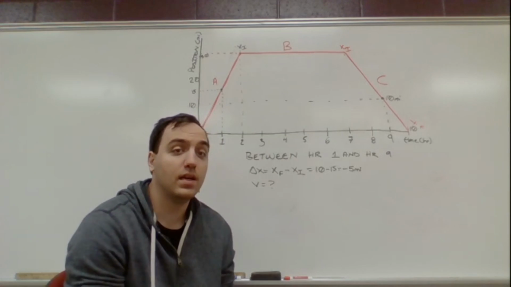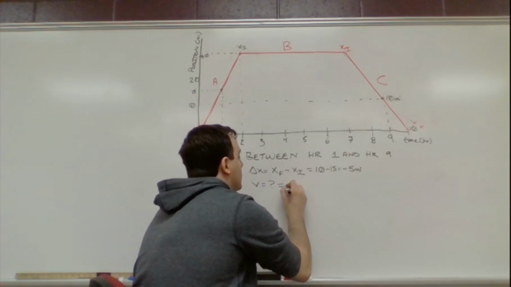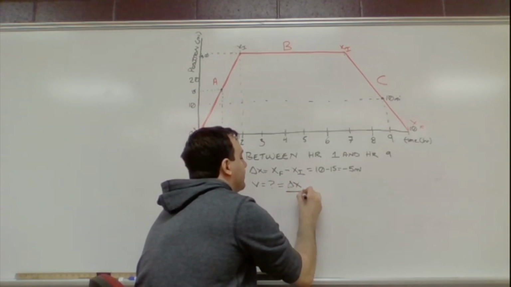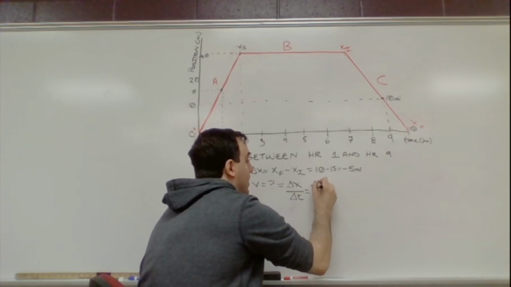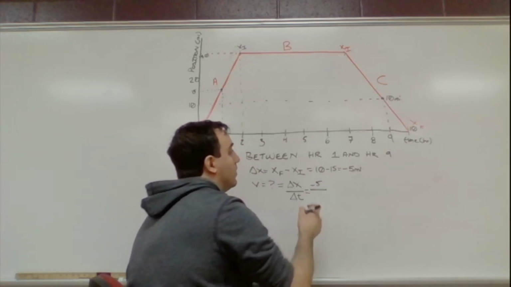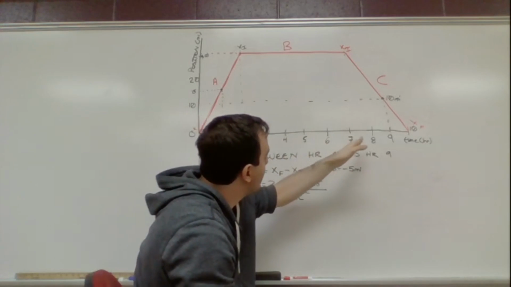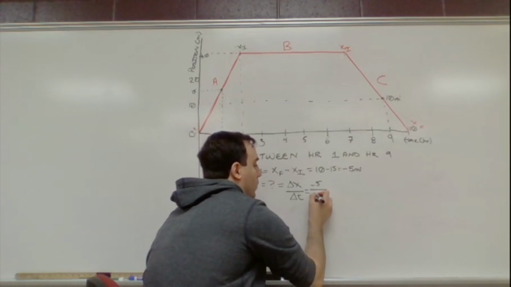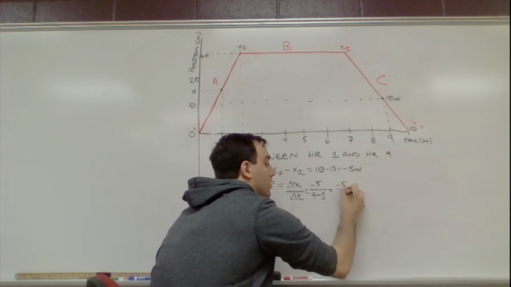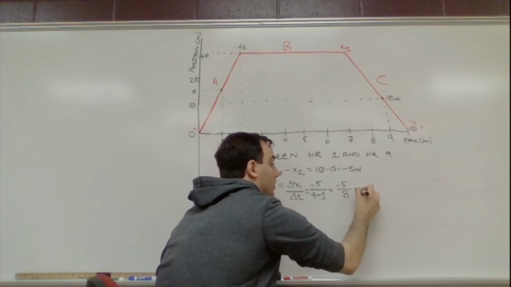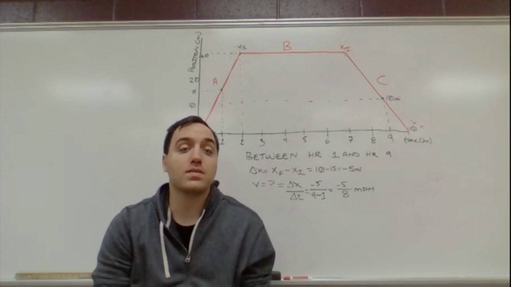My velocity is going to be my displacement over time. So this is delta x over delta t. It's negative 5 over, well, how many hours? 1, 2, 3, 4, 5, 6, 7, 8, or if you prefer, 9 minus 1. Do the math, you get negative 5/8 miles per hour.